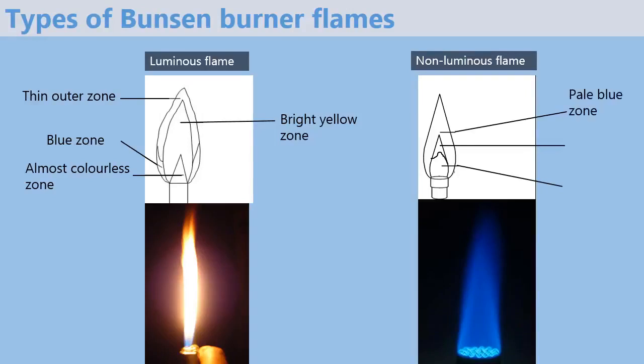The first one is the pale blue zone. At the pale blue zone, the gases burn completely because there is plenty of supply of air. Next we have the green blue zone. Here we have insufficient supply of air, and therefore the gases are partially burnt. Finally, we have the almost colorless zone. In this zone, we have unburnt gases.